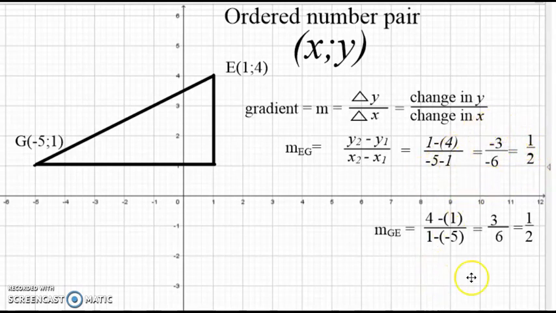When I went and I said GE, where E is now my second coordinate, then it would be 4 minus 1 over 1 minus -5. That minus, remember, put in brackets because we can't have two symbols standing next to each other. So minus multiply with the minus, the plus. 1 plus 5 is 6. 4 minus 1 is 3. 3 over 6 simplified becomes 1 over 2. So the gradient or the slope of that line is 1 over 2.